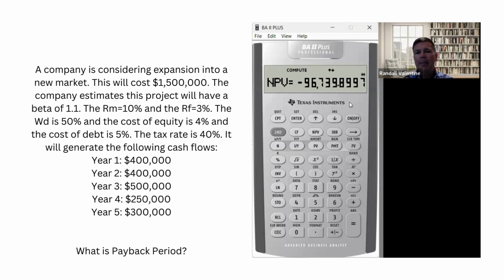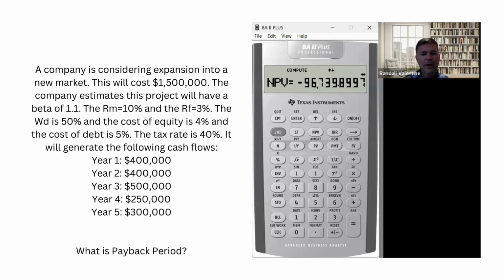So if you remember in capital budgeting, the decision rule for NPV is if your cost of capital is higher than your rate of return, then you would reject the project. Also, if NPV is negative, you reject. If NPV is positive, you accept. So in this case, we have a negative NPV, which means we reject the project.